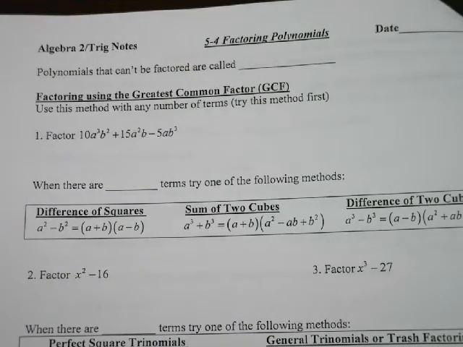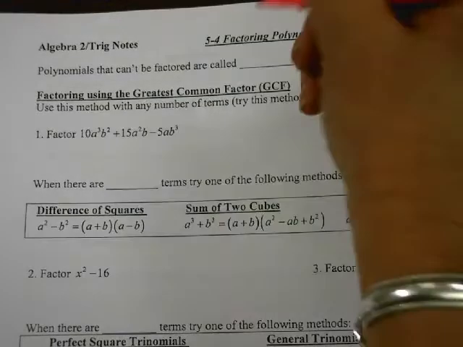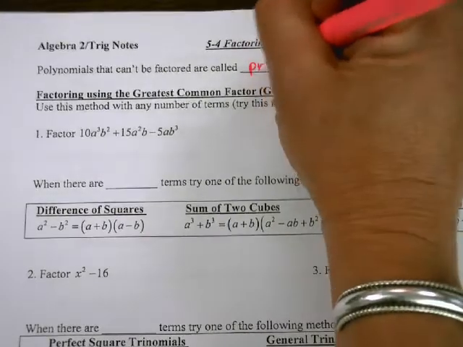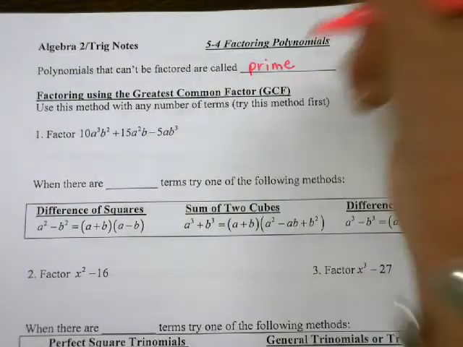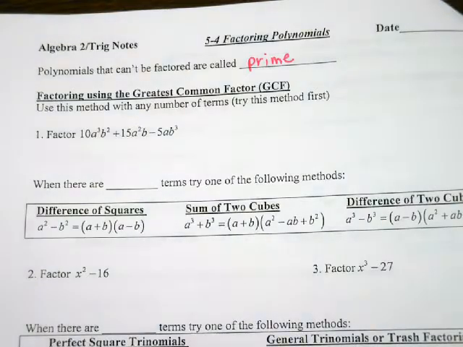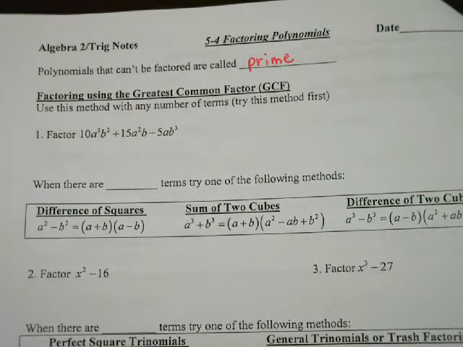Okay, so when we talk about factoring, almost everything that we can do, we can factor something out of it. But there are some polynomials that cannot be factored, and they're called prime. Now, there are very few on your worksheet, if any at all, that are prime. So we can always do something to them.